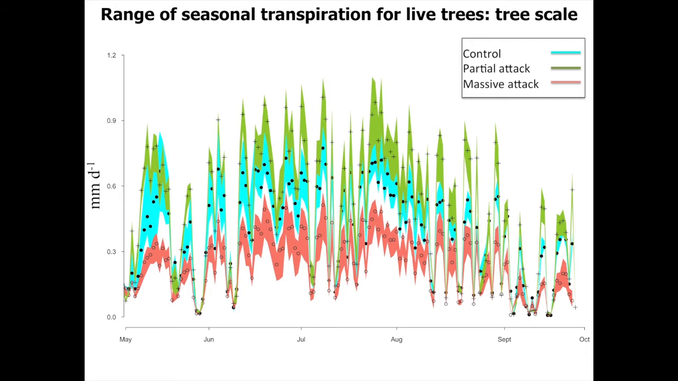So the transpiration rate is different. However, you can see a clear difference in the tree conditions, where the trees that are live in a partially attacked stand are actually transpiring more, presumably given an increase in soil moisture. And the trees that are dying, they're still physiologically doing something, right? So it's pretty important to consider this.